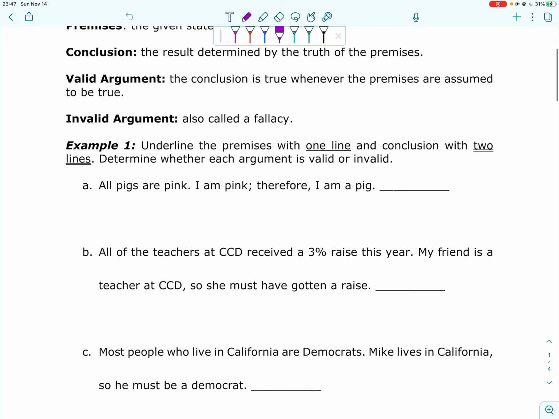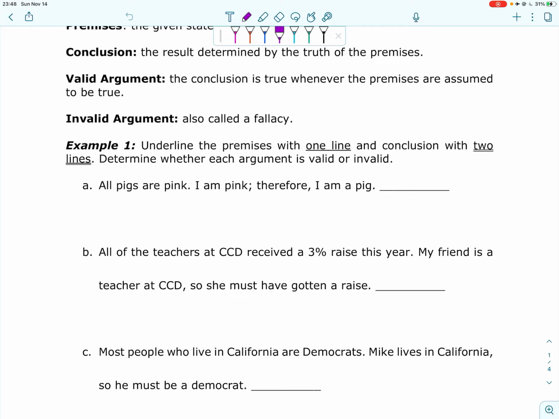So we have a couple of simple examples of arguments first. So we're going to underline the premises with one line and the conclusion with two lines. And we're going to determine whether the argument is valid or invalid. These ones we're not going to do a whole lot of mathematical looking at. We're just going to think about it.